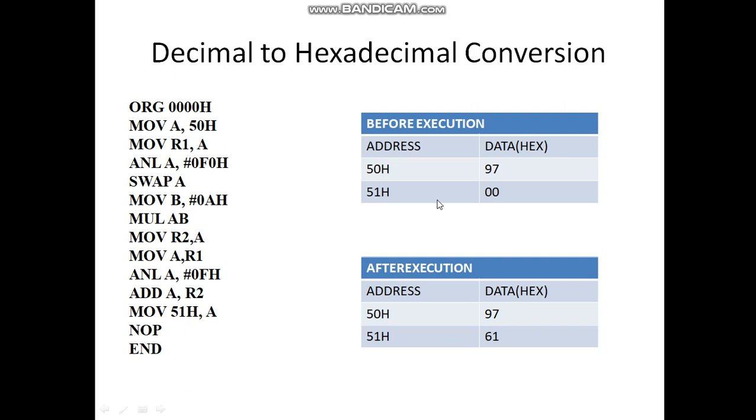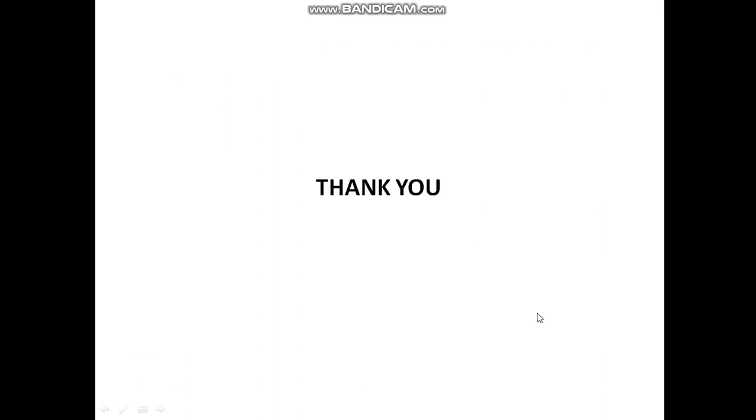Before the execution, you can see in location 50H the input 97H is stored. Then we unpack it so that we get 09 and 07. With 09 we multiply 0A, and we add 7 to the product. Hence the result 61H is obtained. This is how decimal to hexadecimal conversion takes place. Thank you.